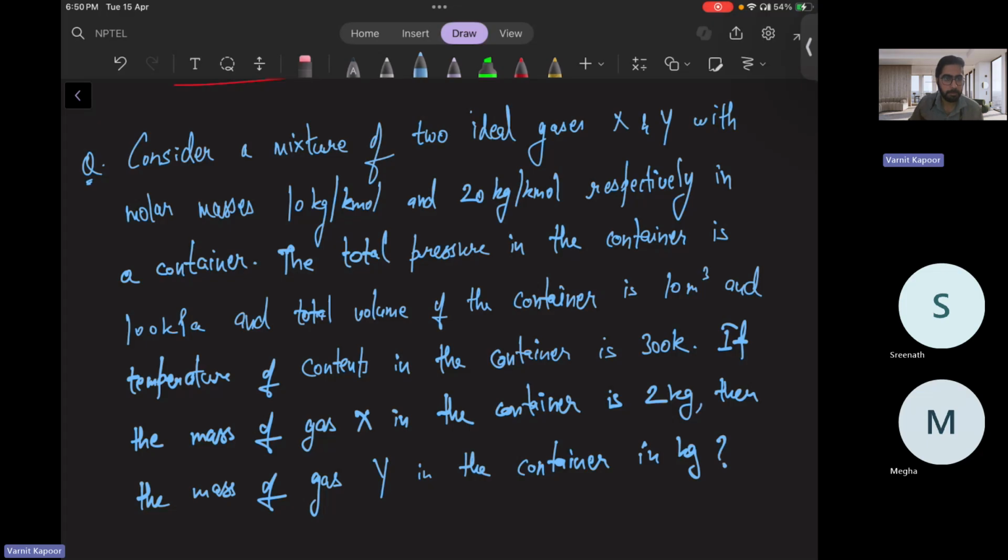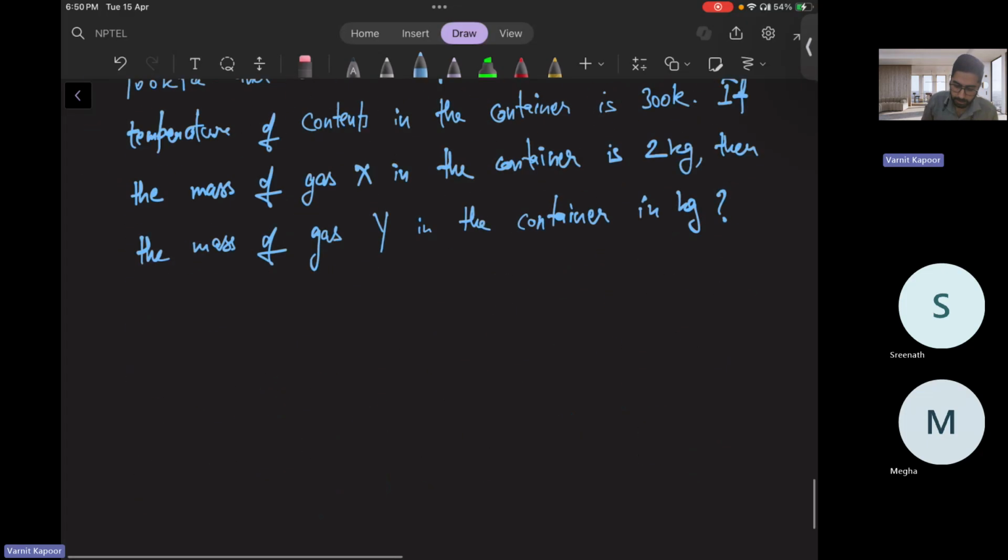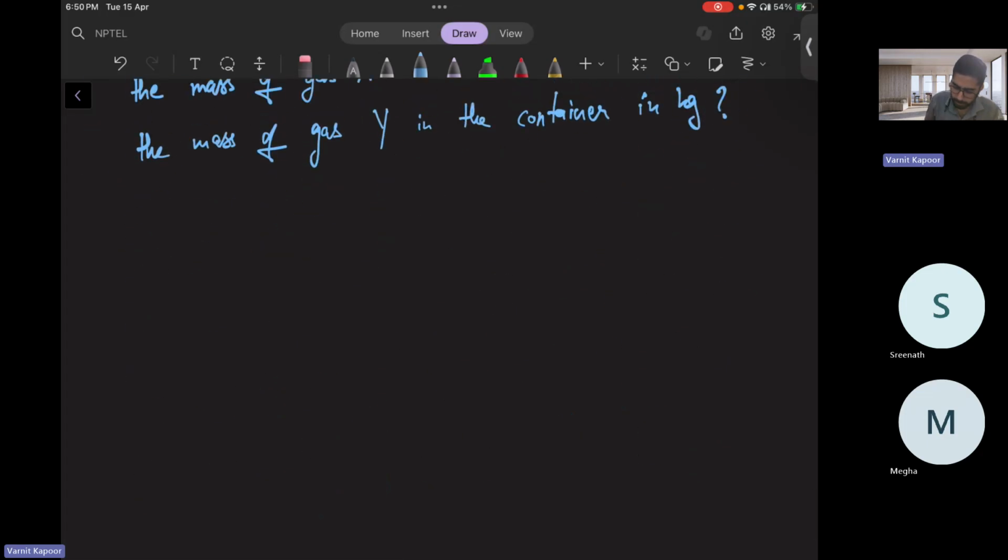If it said that the mass of gas X is known to you, that is too easy. You need to find out the mass of gas Y. Pretty simple question. Let us do the solution.